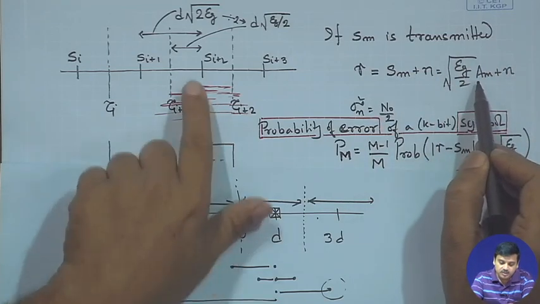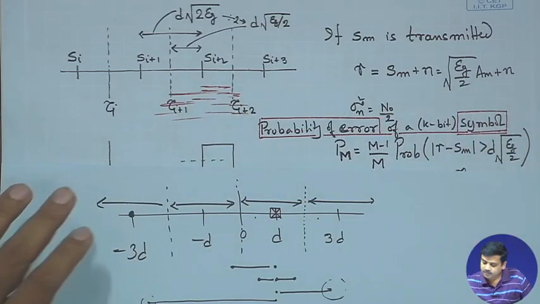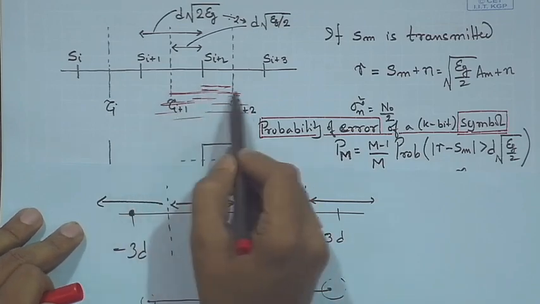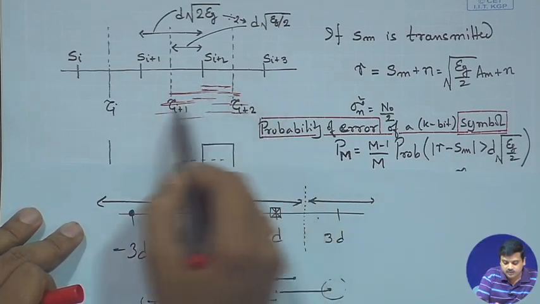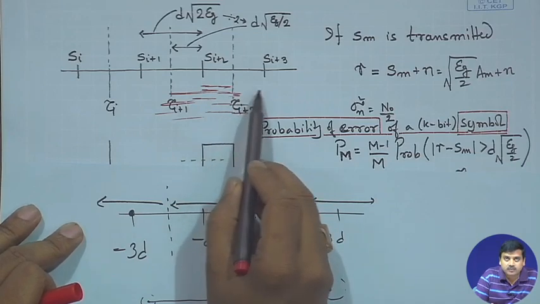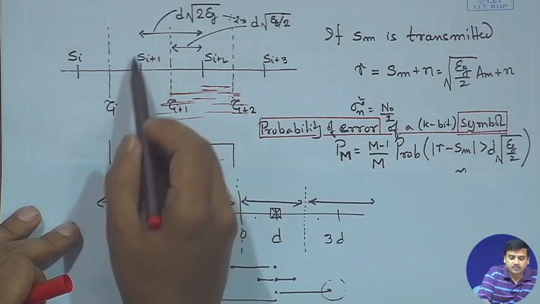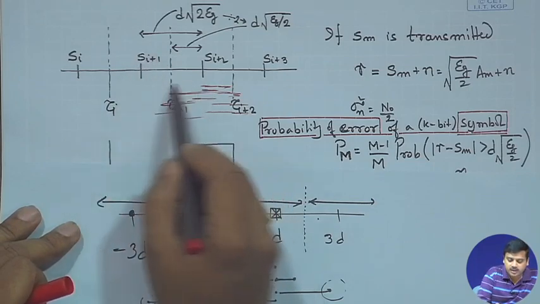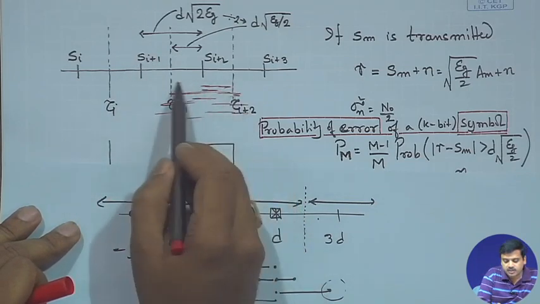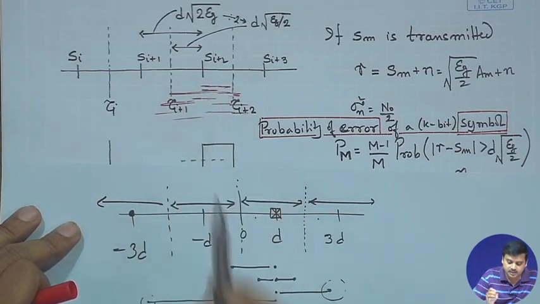So, this is the constellation point and n is the noise. Because of noise, the received signal could be anywhere in this fashion. The moment it crosses this threshold, it will be decoded as the next constellation, which is an error. If it crosses this threshold, it will be decoded as this constellation, which is an error. If the perturbed signal lies in this range, it will be detected as the correct signal.